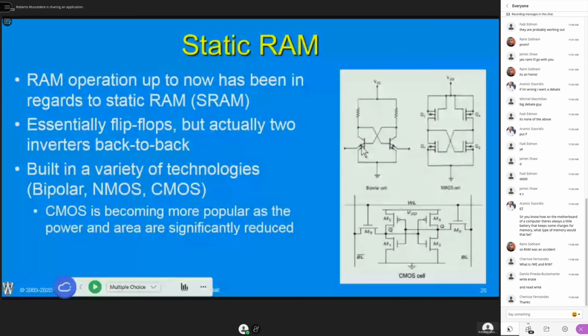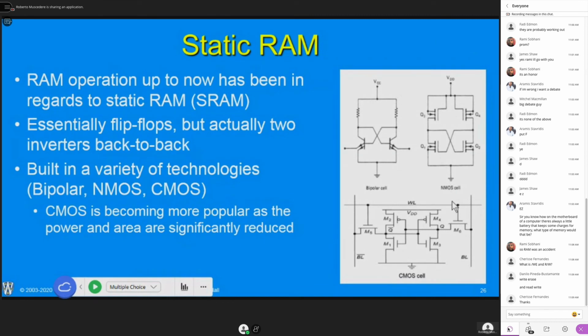You can see the output of one connects to the input of the other. Here's the output, it connects to the input of the other, the output connects to the input of this one. This one is an NMOS circuit, and NMOS means we can only build things with NMOS transistors. There were no PMOS at the time, or we couldn't build the PMOS and the NMOS together on the same wafer. So again, same thing, the output connects back to the input. So it's this stable state.